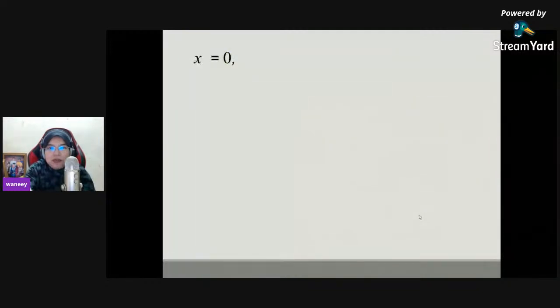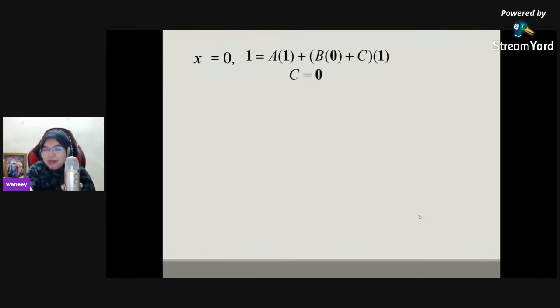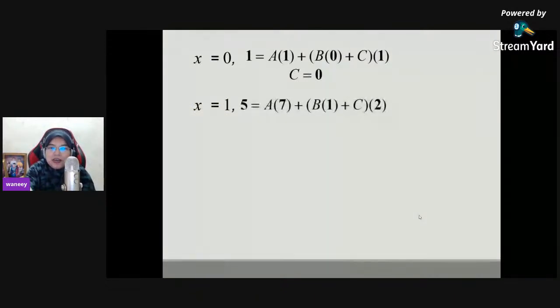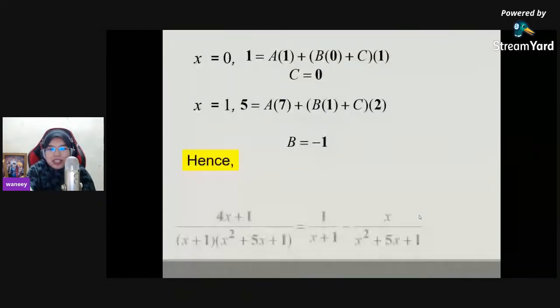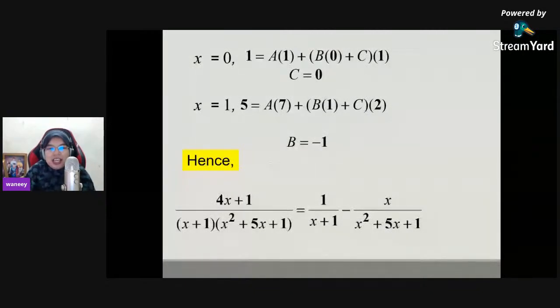So for the values of b and c, substitute with x equal to 0, you are going to get c equal to 0. And then when you substitute with x equal to 1, you are going to get that b is equal to -1. Therefore, this is the fraction that you get at the end: (4x + 1) over (x + 1)(x² + 5x + 1) is simply 1 over x + 1 minus x over x² + 5x + 1.